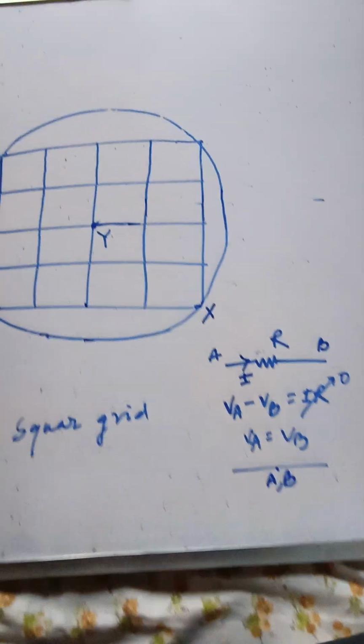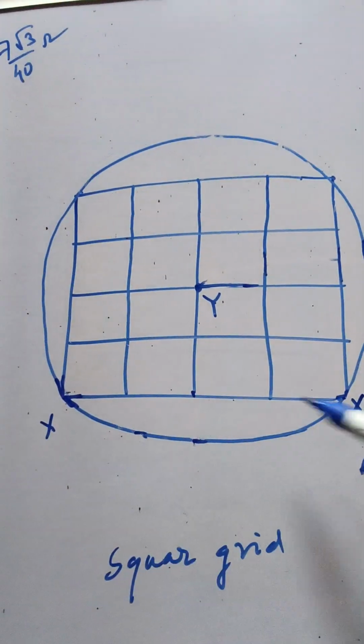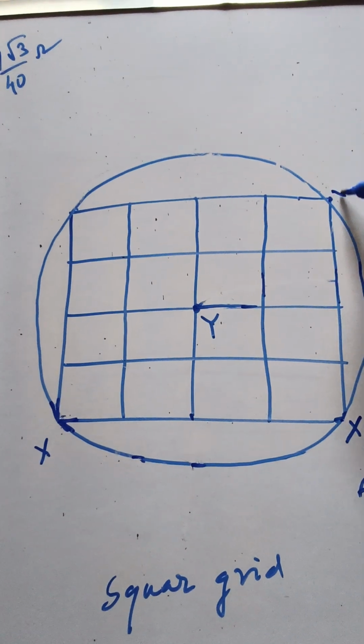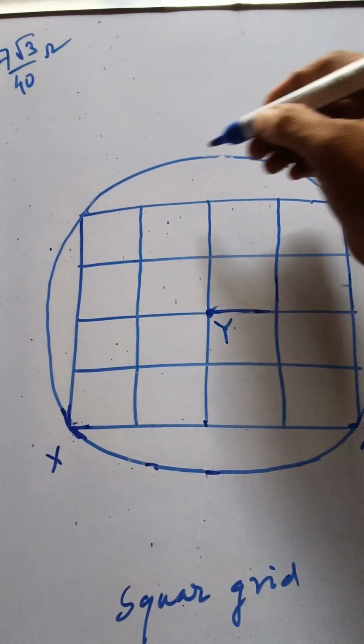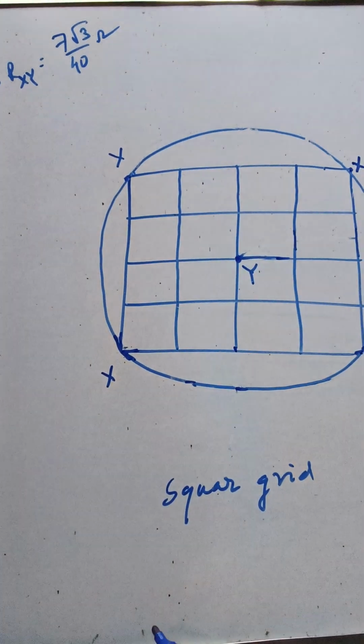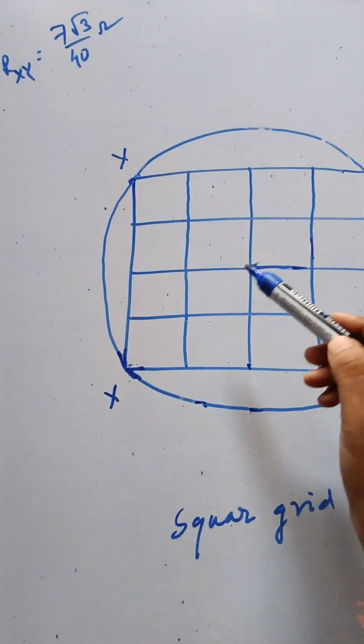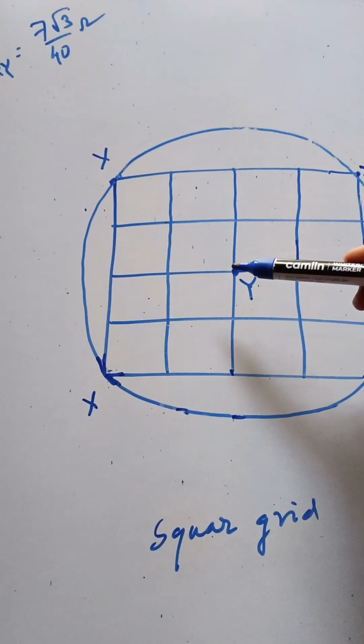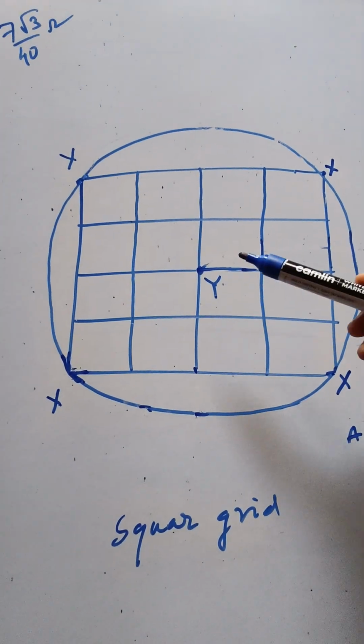Now apply the same thing. This point is X, this point is X, this point is also X because this is resistance-less. This point is also X. Now you have to find the equivalent resistance between X and Y. So it is same as X and Y, same as X and Y.